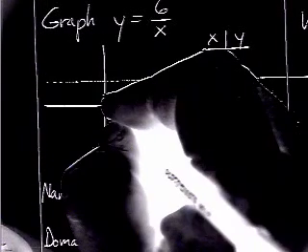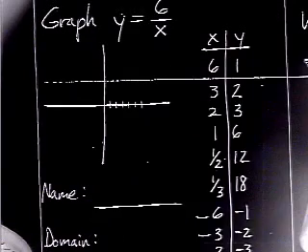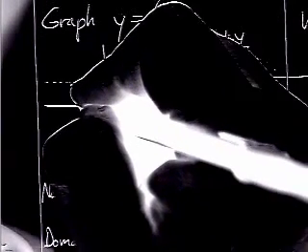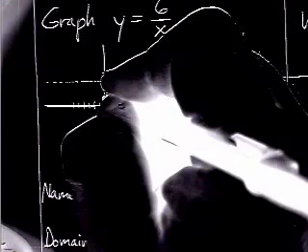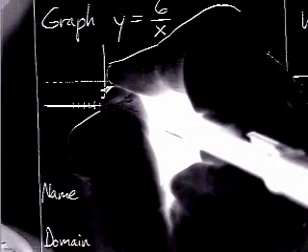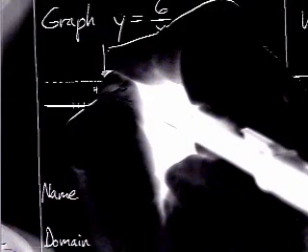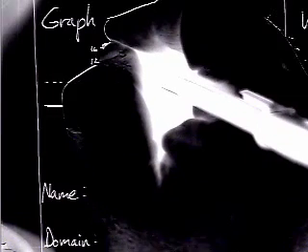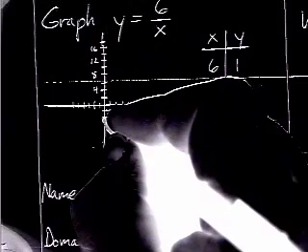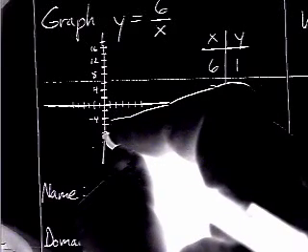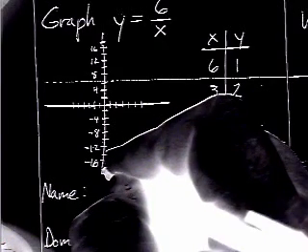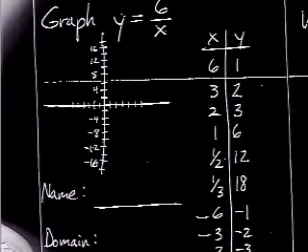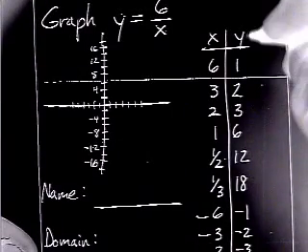So for instance, 1, 2, 3, 4, 5, 6. 1, 2, 3, 4, 5, 6. I'm going to have to go by 2s on this one. 2, 4, 6, 8, 10, 12, 14, 16, 18. And negative: -2, -4, -6, -8, -12. Okay, so there's just a basic looking picture, and then I can plot my points on here.